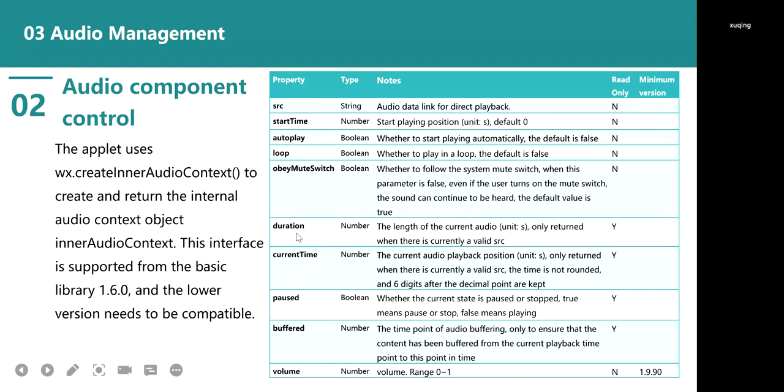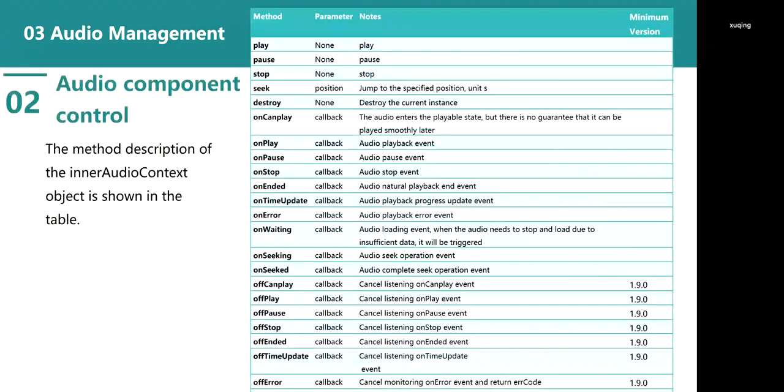We have the duration, current time, paused, buffered, volume. We have these attributes and these methods. For this inner audio context object, similar with the background audio manager object, we have these methods: play, pause, stop, seek, destroy, onCanplay, onPause, onStop, onEnded, onTimeUpdate, onError, onWaiting, onSeeking, onSeeked, offCanplay, offPause, offStop, offEnded, offTimeUpdate, and offError.